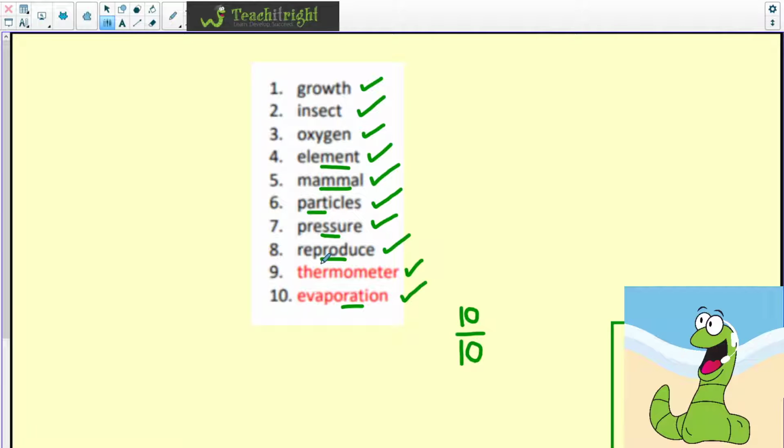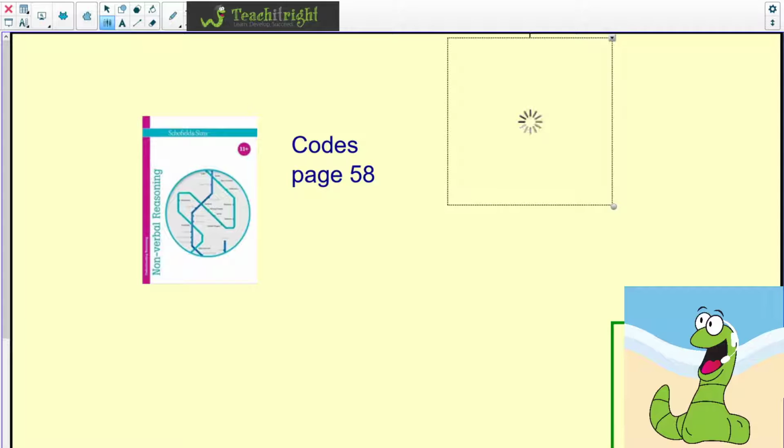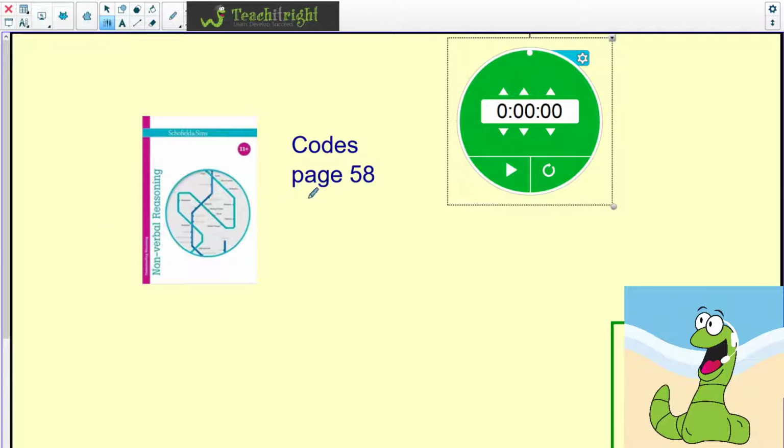We're now going to move on to our next part of our lesson, which is going to be focusing on codes today. Now, if I can ask you please all to go to page 58 in your books. Now, on page 58, when you get there, you're going to see hopefully something that says codes at the top. And we're going to be focusing on this particular question type in this lesson.